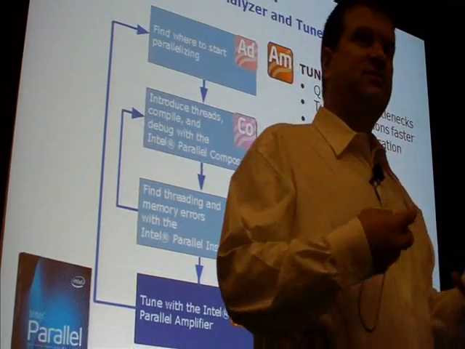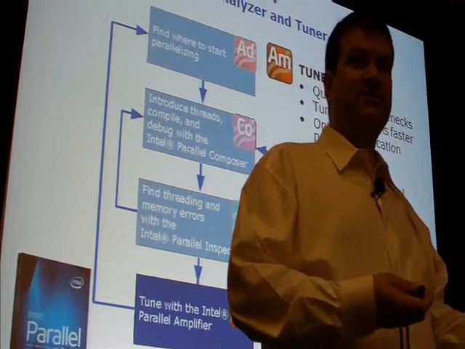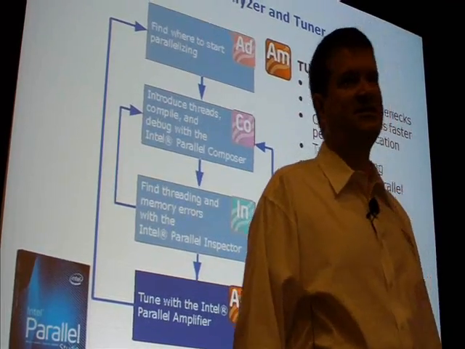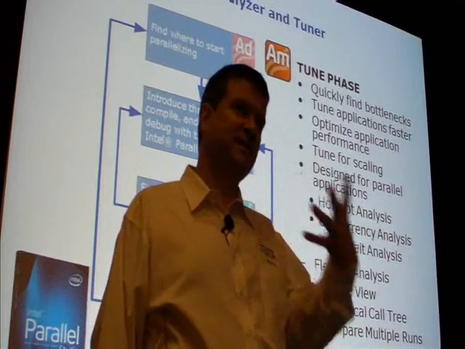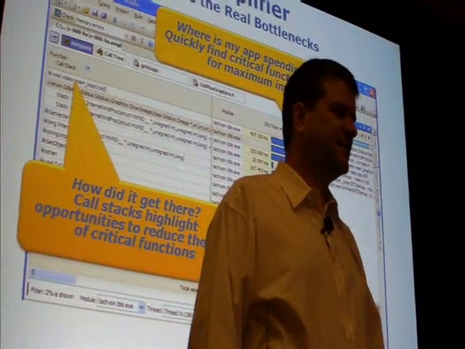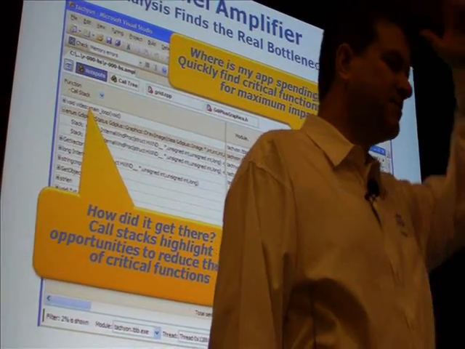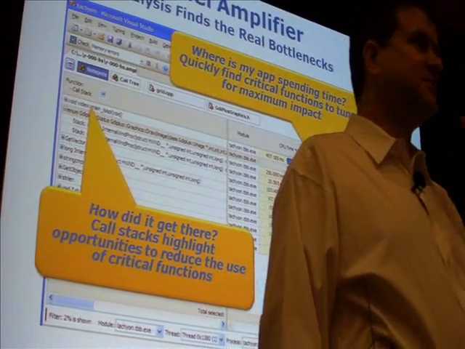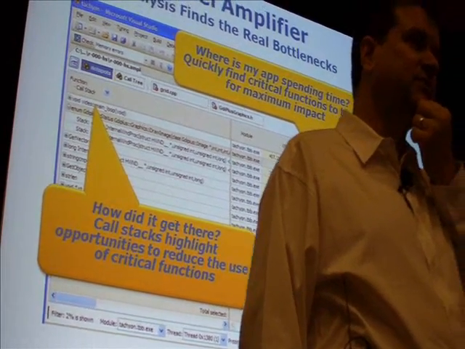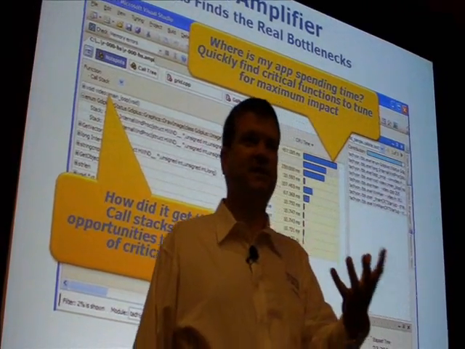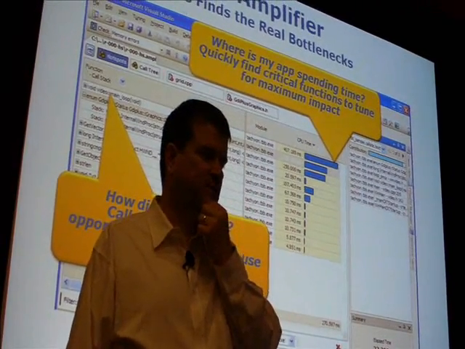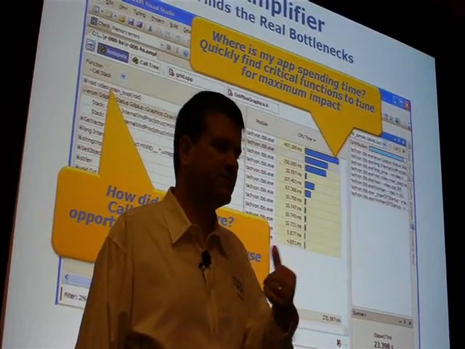And then, of course, after you've got your program working, you might want to tune it. Tuning a parallel program is all about how you represent it, how you visualize it. And there's three key things that we think are important. Hotspot analysis, which you can find in a lot of profiling tools, including VTune, shows you where you're spending time or where your program's doing most of its work.